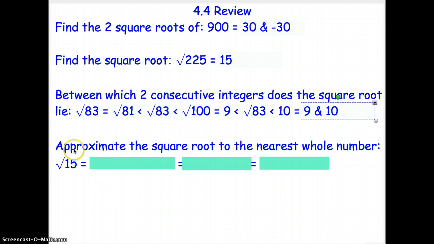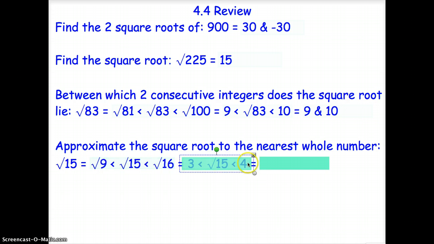Last problem, it's asking you to take it one step farther. So instead of just stopping with a 2, you want to pick which one it's actually closest to. So we're going to do the same thing, 9 and 16, square rooting that, and I get 3 and 4. And then looking back, I can see to get from 9 to 15, I had to count up 6 spaces. To get from 15 to 16, I only had to count up 1. So obviously 15 is closer to 16, so that means my answer would be 4.